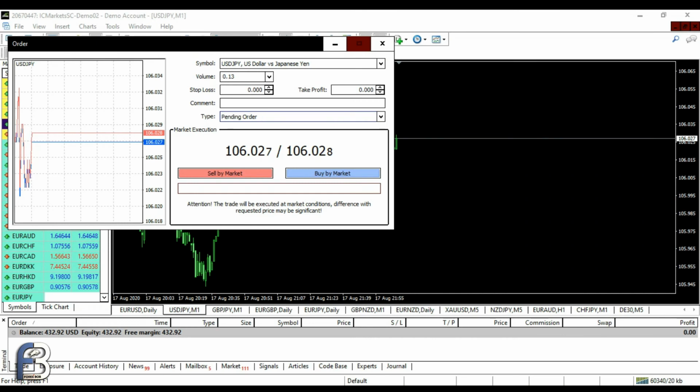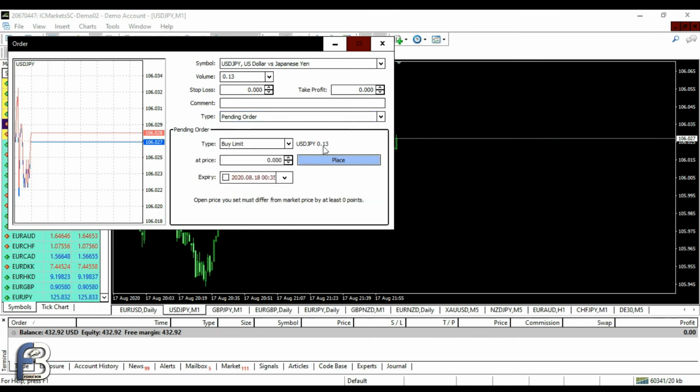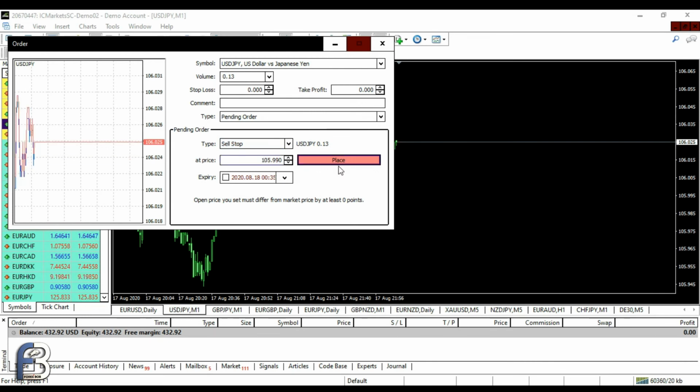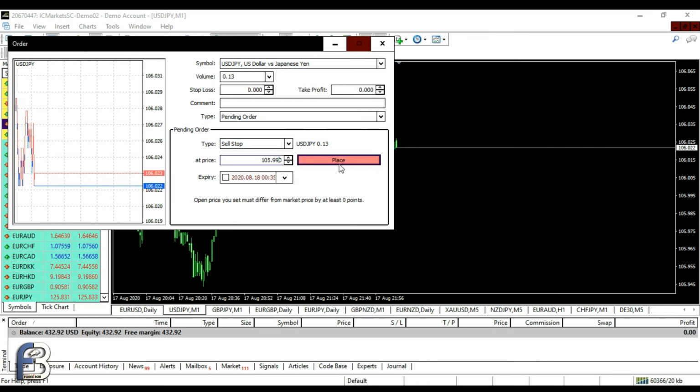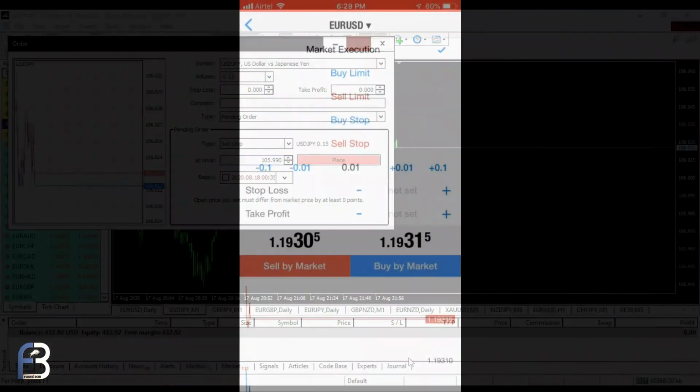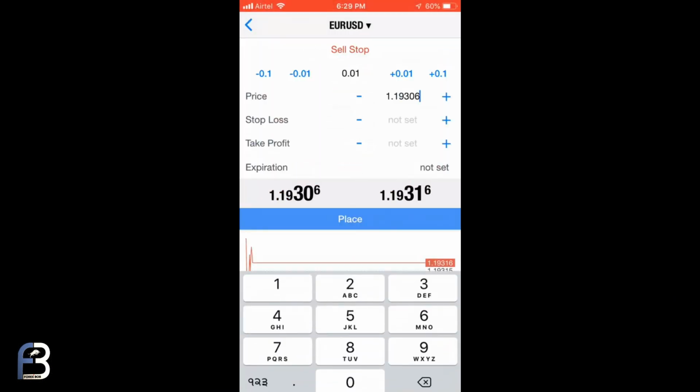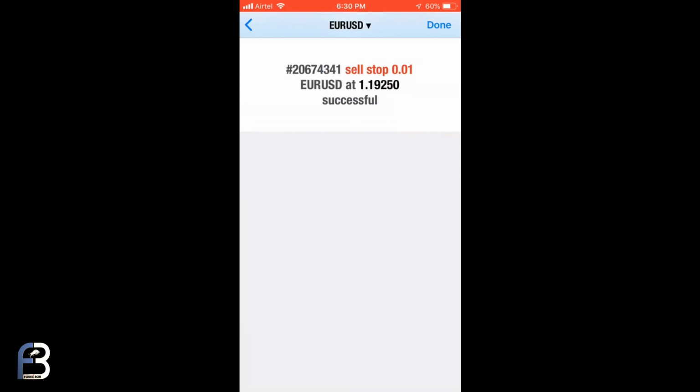And the same steps are needed to put these types of orders. Select pending order, then sell stop, put the entry price value, and place the order. Also the same in mobile trading: select sell stop, put entry price, and finally place the order.